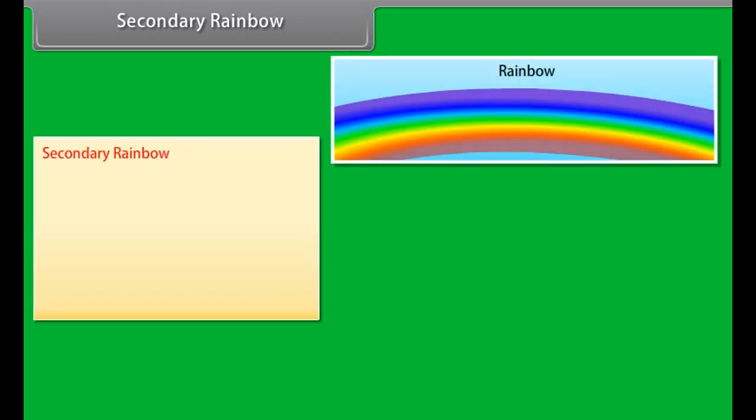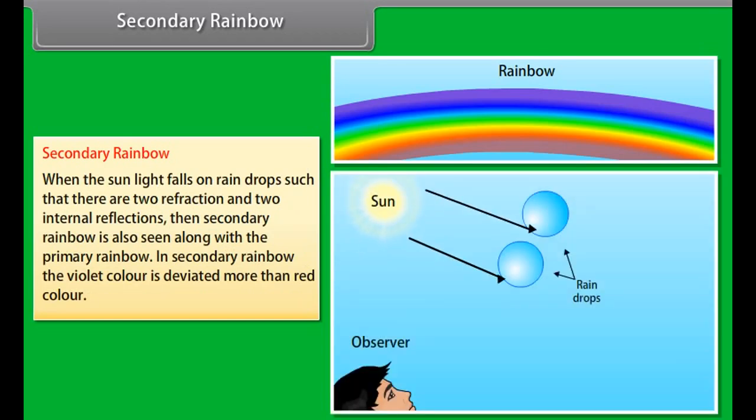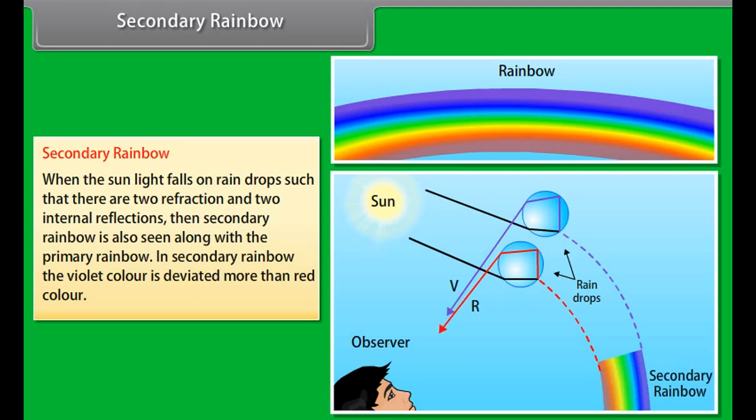Secondary rainbow. When the sunlight falls on raindrops such that there are 2 refraction and 2 internal reflections, then a secondary rainbow is also seen along with the primary rainbow. In a secondary rainbow, the violet color is deviated more than the red color.